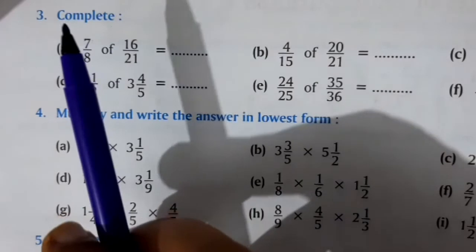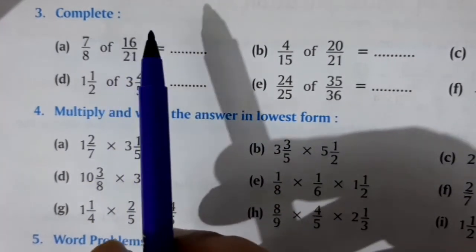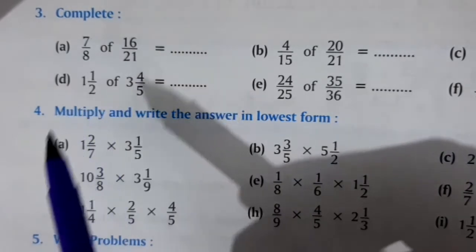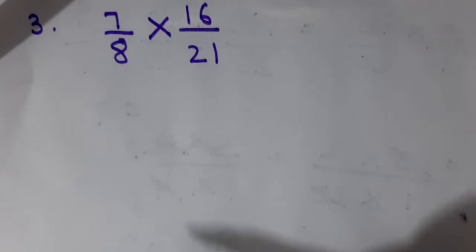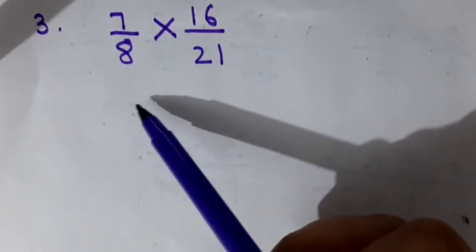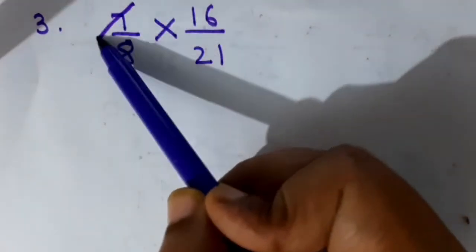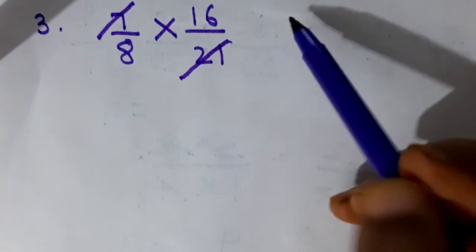Now come to question number 3. A part, 7 by 8 of 16 by 21. Students, "of" means multiply only. So in place of "of" I have put the sign of multiplication. Now I can cancel this numerator with this denominator because both the numbers are divisible by 7.